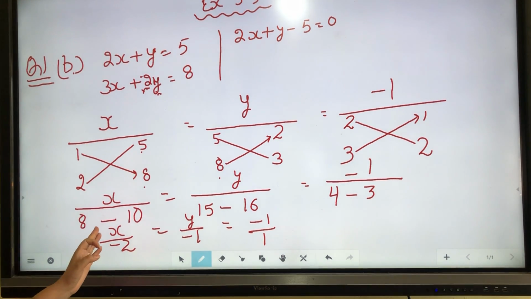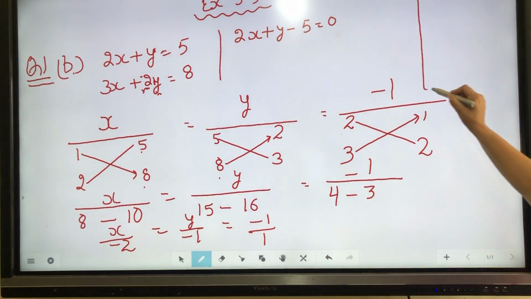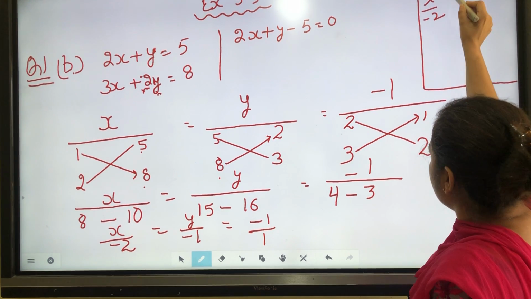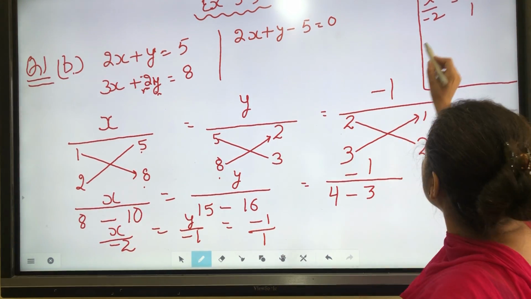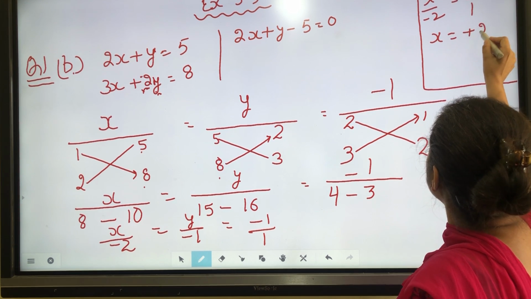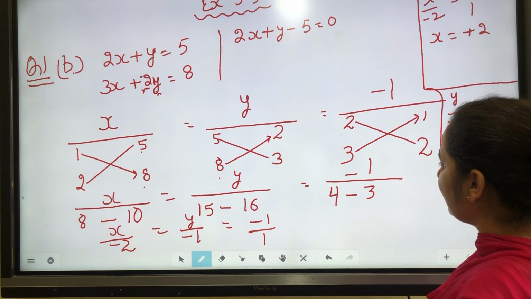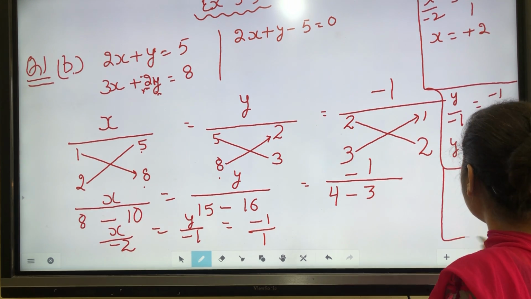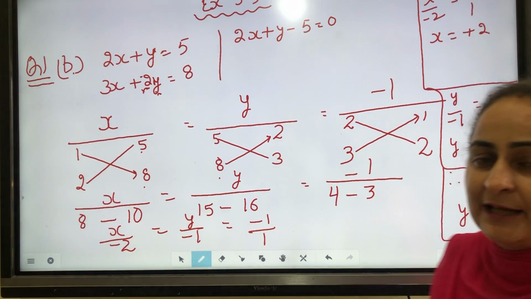For two variables, we have three sides. For solving the variables x and y, we will consider at a time only two sides, that is x upon minus 2 is equal to minus 1 upon 1. That is this and this, x is equal to plus 2. And for the second variable y, again y upon minus 1 is equal to minus 1 upon 1, which means y is equal to 1. Therefore, the value of x is 2 and the value of y is 1. This is the cross multiplication method.